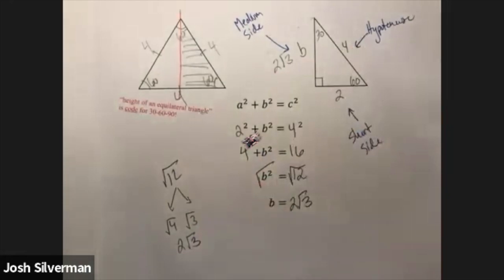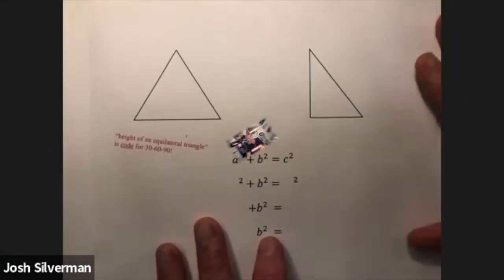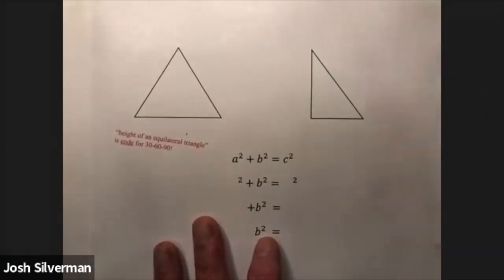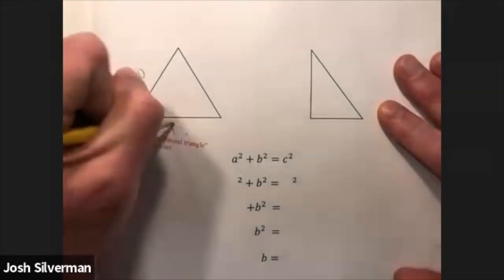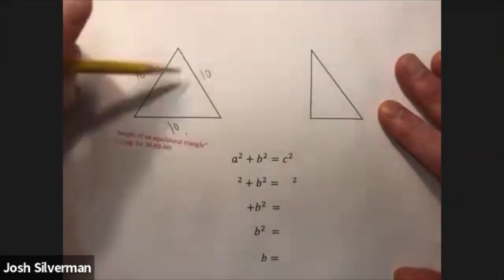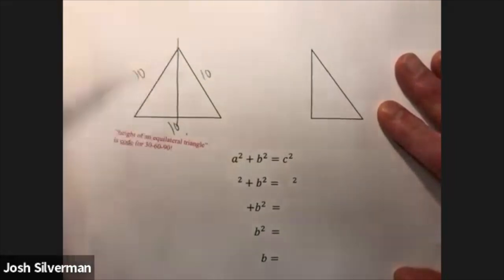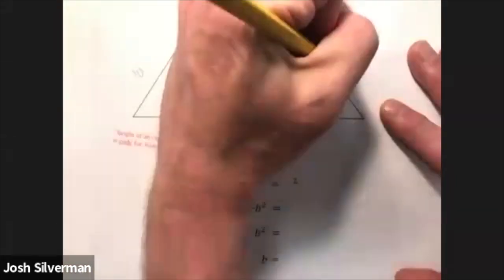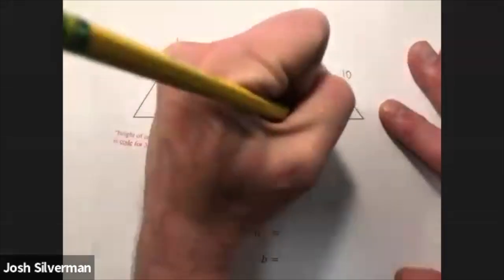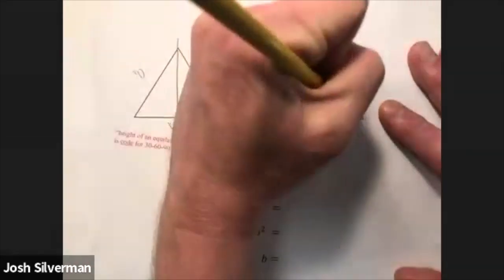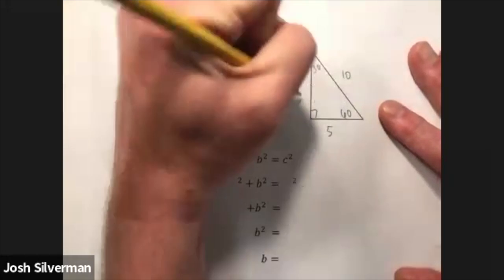Okay, but maybe the triangle isn't side length 4. Maybe it's some other length. Maybe it's, I don't know, 10. Let's take a look. All right, this time our triangle has got sides of 10. So it's 10 and 10 and 10. And if we cut it in half down the middle, that means that this is going to be 10 and this is going to be 5. That's our 90, that's our 60, that's our 30.